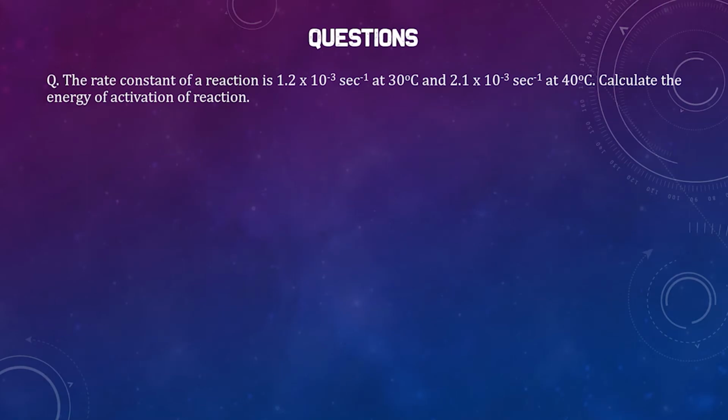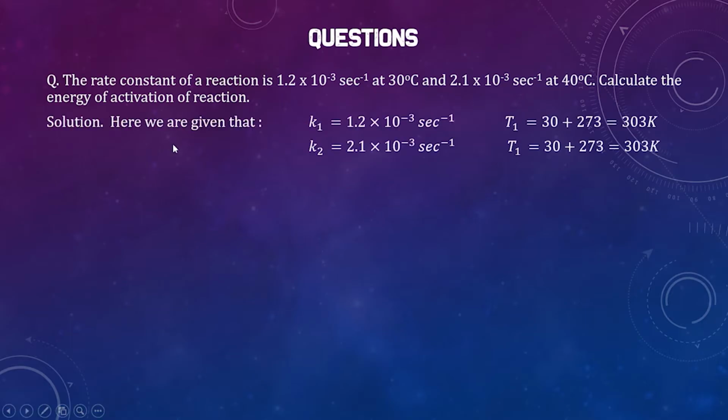Here the rate constant of a reaction is 1.2 into 10 to the power minus 3 per second. As it is per second, it is quite clear which order of reaction it is. Think of it. And 2.1 into 10 to the power minus 3 per second at 40 degrees Celsius. Calculate the energy of activation of the reaction. So, how to solve the answer.